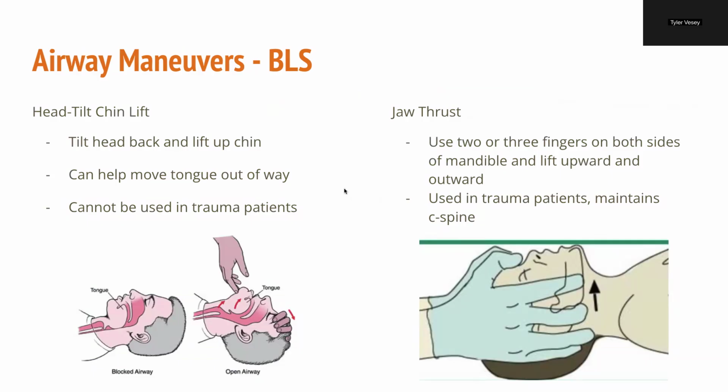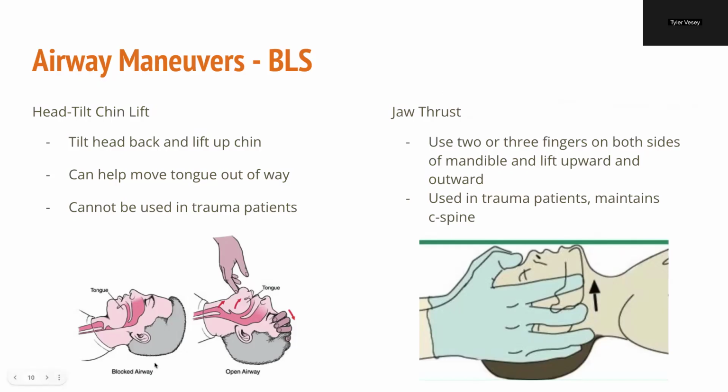So for our BLS airway maneuvers, we're going to start with our head tilt chin lift. Exactly what the name says. Remember, just kind of tilting that head back and lifting the chin up. And this is going to help move our tongue out of the way. Remembering that the tongue is the number one airway obstruction. It's definitely in unconscious patients.